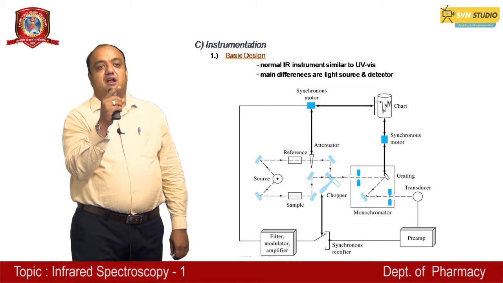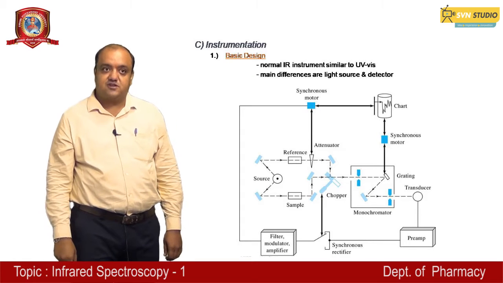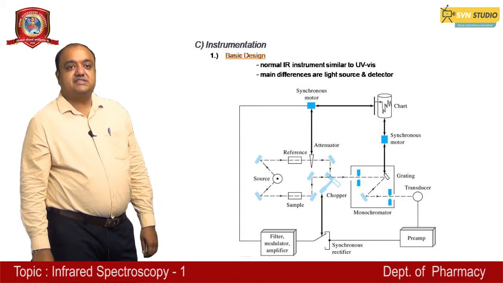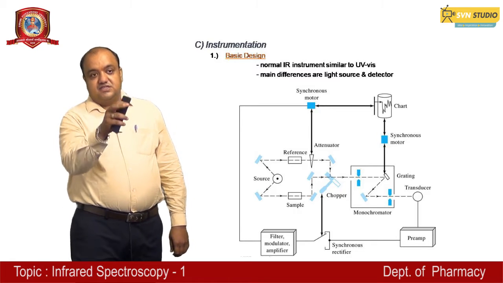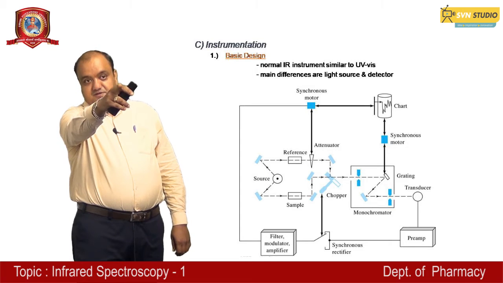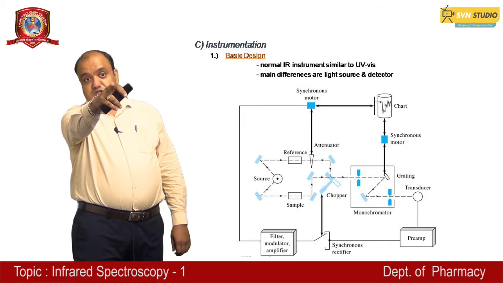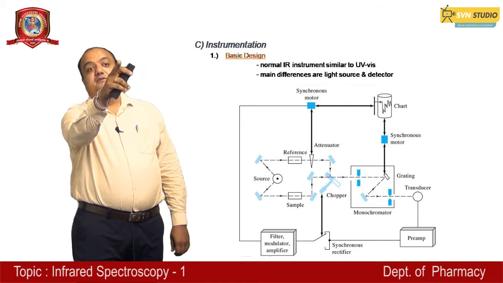This is the basic diagram, and the normal IR instrument is similar to UV-visible spectroscopy. The main differences are the light source and detectors. This is the source of the IR, and the light passes through the sample, and then goes to the chopper, monochromator and recorder, which records the spectra.